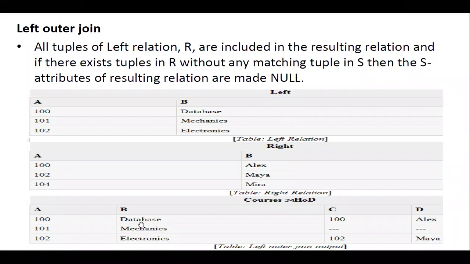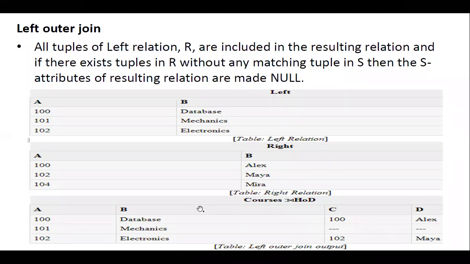Then you are combining these two tables with some condition. What is the condition here? Whichever data is matching on the A attribute, you are going to combine. Now 100 is present in the left table as well as in the right table, so you are including 100 and Alex. The entire record you are going to join, performing the join operation based on the condition. Then if you see 101 and mechanics, here you have 101 but in the right table there is no 101. The 101 value is not present. So for 101 mechanics, you are just making it null in the right table. At the time of the join operation, you are filling it with null.